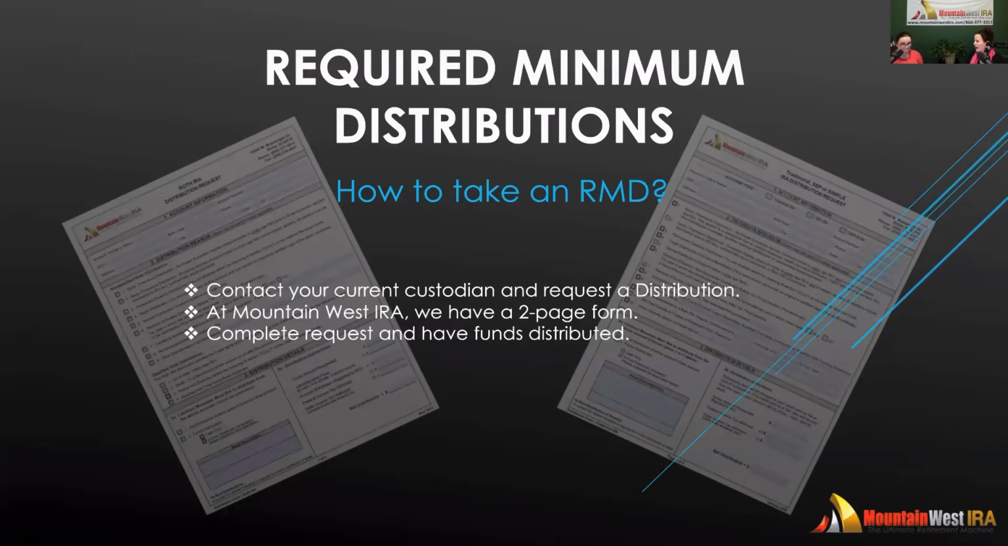So with that, how are the distributions reported? All the distributions are reported on the form 1099-R, which gets sent to both you and the IRS. Okay.